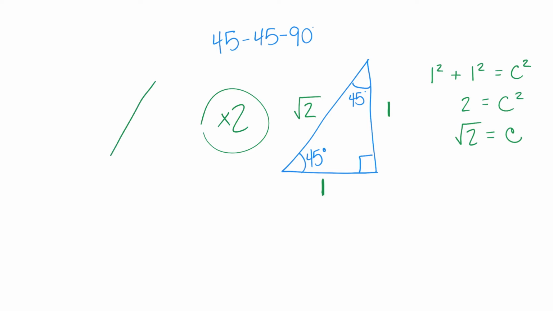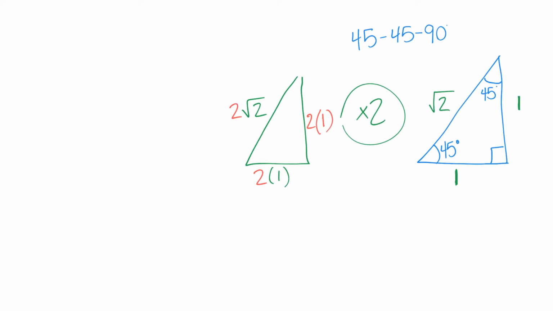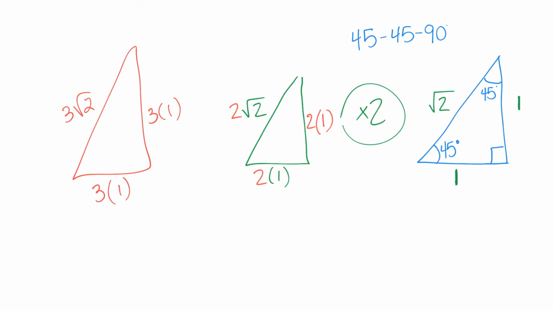If I want to make it bigger, then I would double everything. So I would have 2 root 2, and then I would have 2 times 1 and 2 times 1. What if I wanted to triple it? If I wanted an even bigger triangle, I would have 3 root 2 and 3 times 1 and 3 times 1. Okay, so that ratio never goes away if you've got a 45-degree triangle.